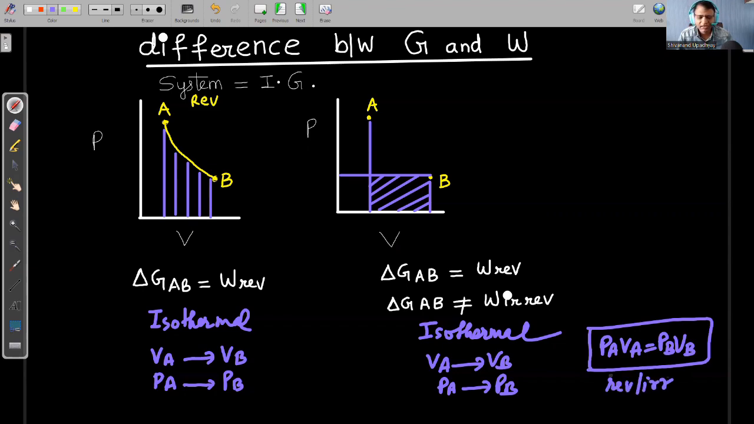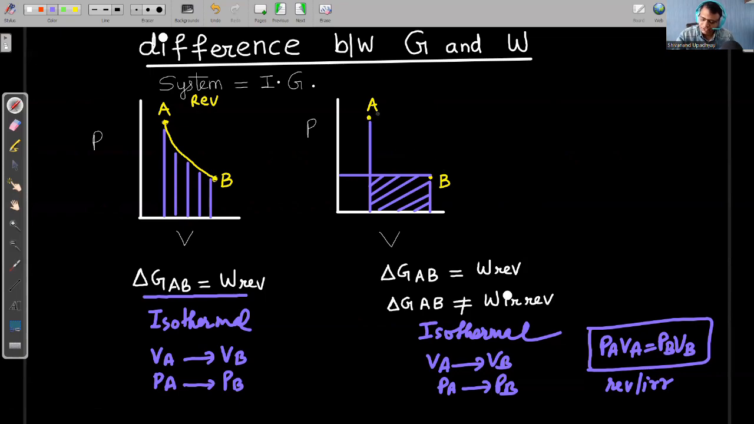Like in adiabatic, PV to the power gamma is only valid for adiabatic reversible. It is not valid for irreversible, but PA VA is equal to PB VB is valid for isothermal reversible as well as irreversible. So for this isothermal reversible, I know that the change in Gibbs free energy in the A to B process is equal to work done in this process. We have proved that. So the work done is equal to change in Gibbs free energy. But suppose this is an irreversible process, we don't have the graph, right?